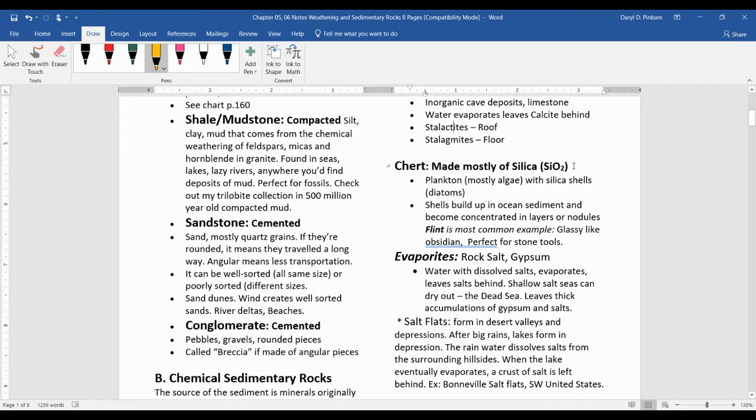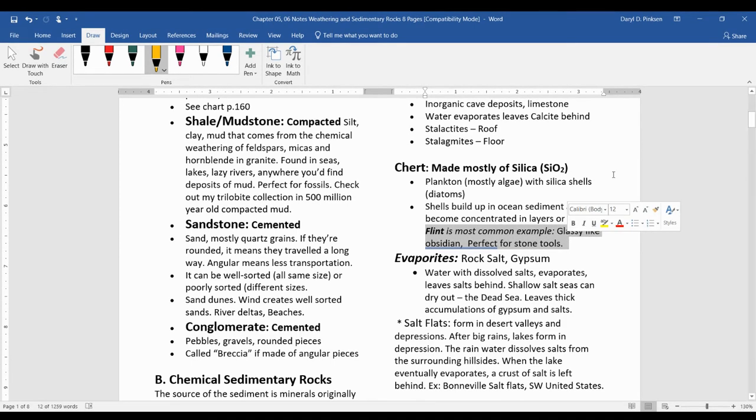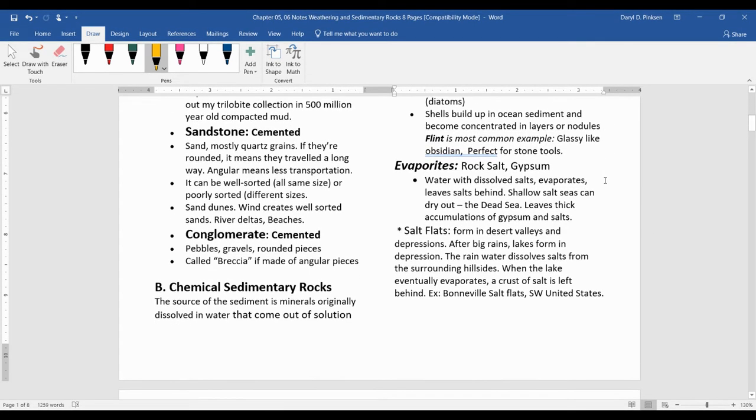There are also cherts. Now, those are made of silica, which is what quartz is made of. There are plankton in the ocean. These are single-celled algae that have silica shells, and when they build up in the seafloor sediment, they will eventually get turned into a form of chert. Flint is the most common example, and you've seen this in class. It's very similar to obsidian.